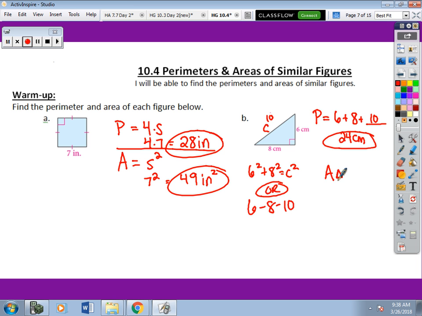And the area of a triangle is 1/2 base height. This will be our base, and this will be our height. So our area will be 24 square centimeters.